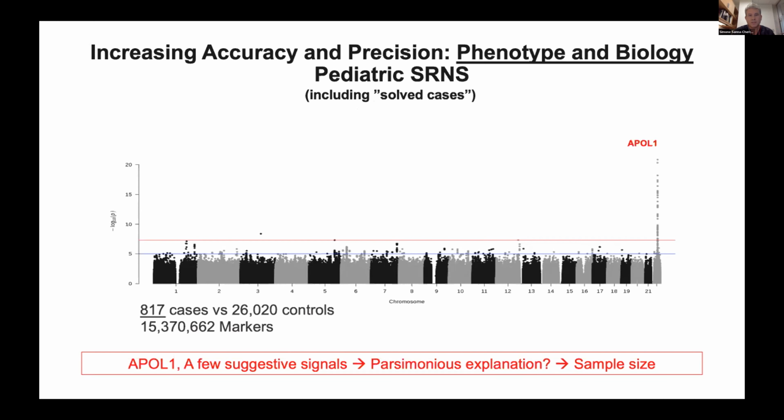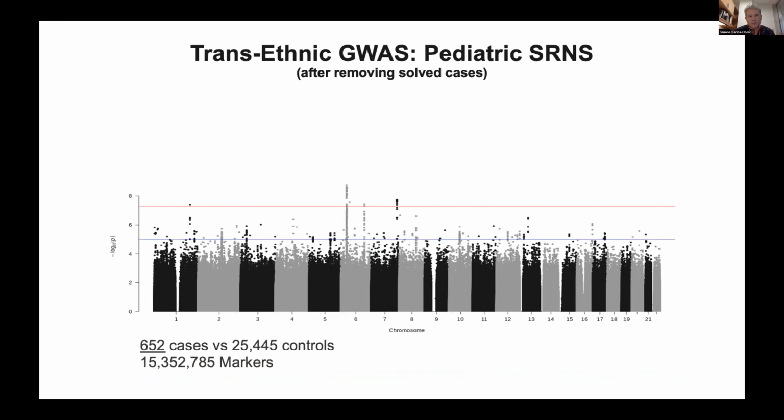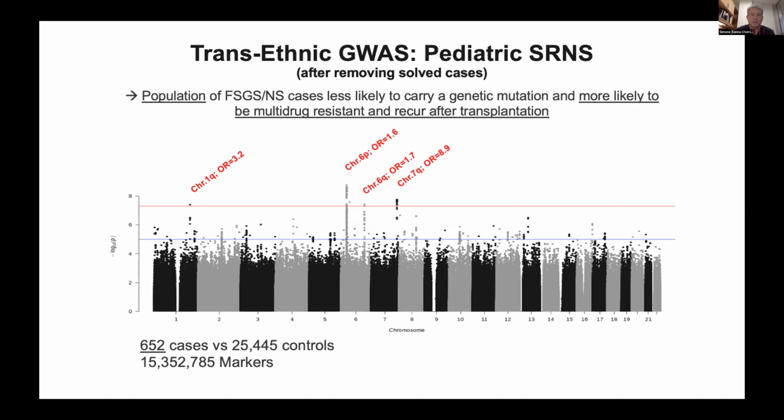We are fortunate to have exome sequencing in these cases, so we can remove them. We actually drop our sample size, and the Manhattan plot looks very different. Now we see loci that come up at genome-wide significance, including HLA. Here they have very large effect size for a GWAS type of approach, and they were completely masked. So by increasing accuracy using phenotypic data and genetic data as a proxy for biology, we can really start dissecting subphenotypes of disease, like this type of FSGS that is more likely to be multi-drug resistant and recur after transplantation.